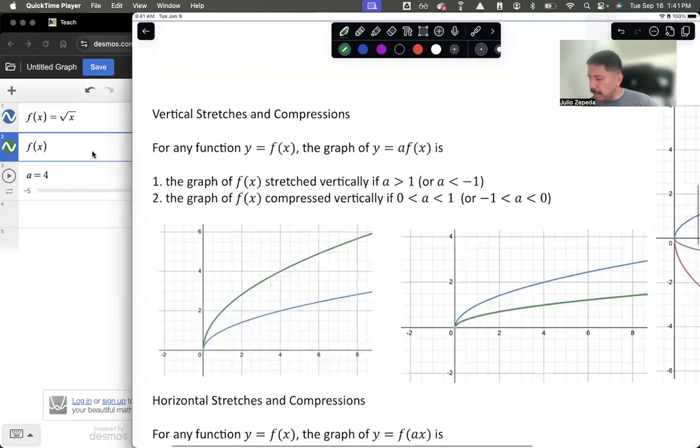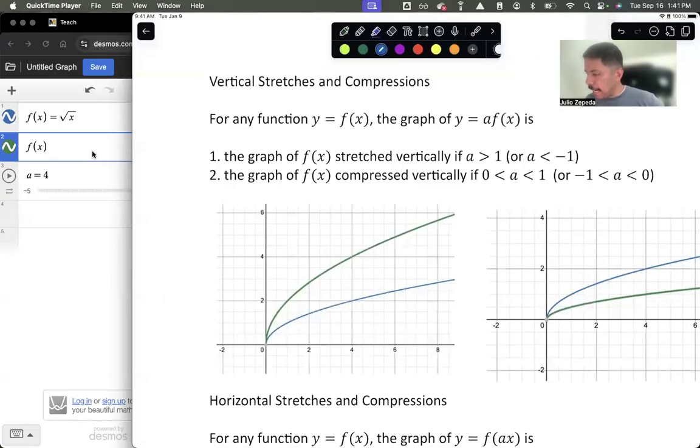So let's go ahead and take a look at one of these graphs here, and we'll look at the statement. Okay, we start with the original function, y equals f of x. We're going to multiply f of x by some value. Now, it really depends on what that value is. The value is going to determine whether it's stretched or compressed. So the function f of x is going to be stretched vertically if a, that multiplying factor, is larger than 1. Okay, so here we have f of x equals the square root of x.